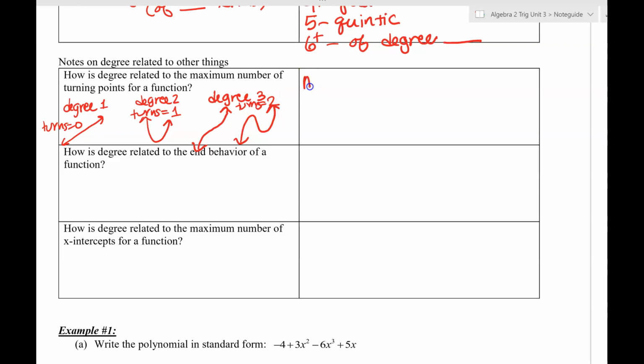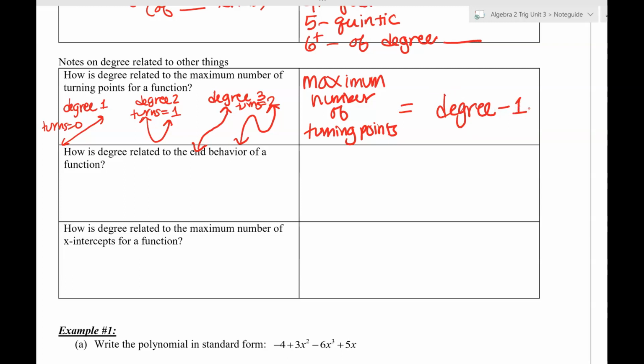So that's why it doesn't just say the number of turning points, the maximum number of turning points is equal to 1 less than the degree. So the degree minus 1.